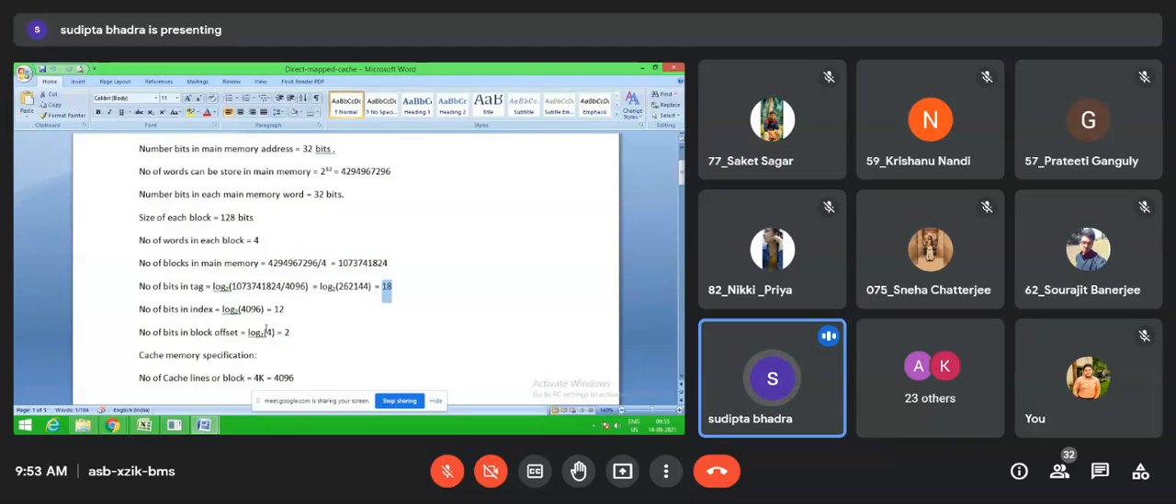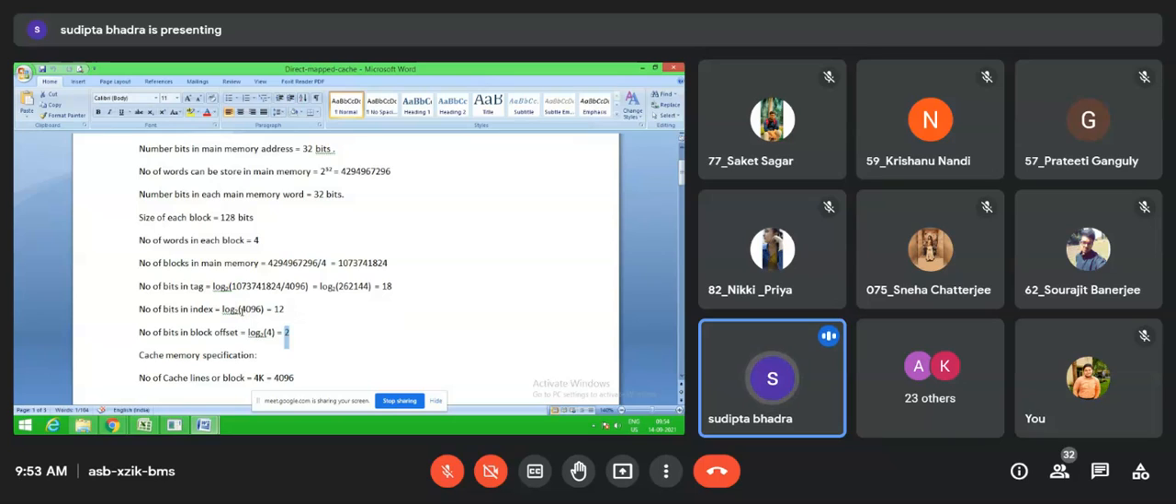One thing you can do: you don't need to take the log of this big figure. You start the bit calculation from the block offset. Here, how many words are there in a block? 4 words. So the number of bits required to identify each word in a block is log 2 of 4, that is 2.